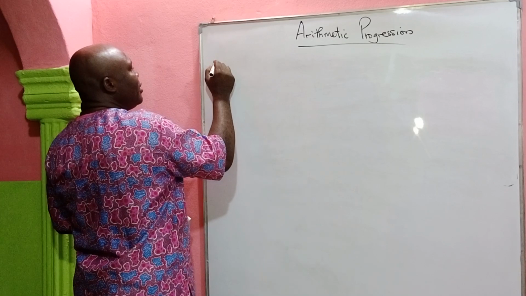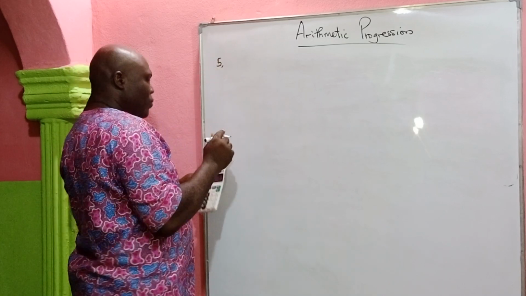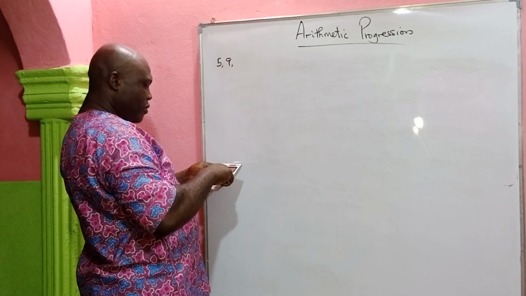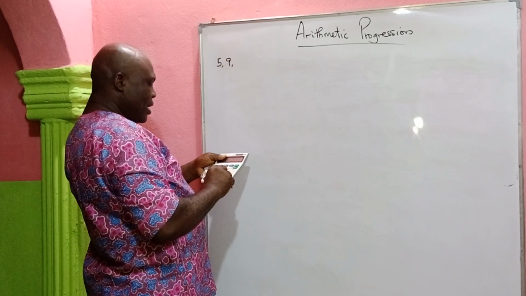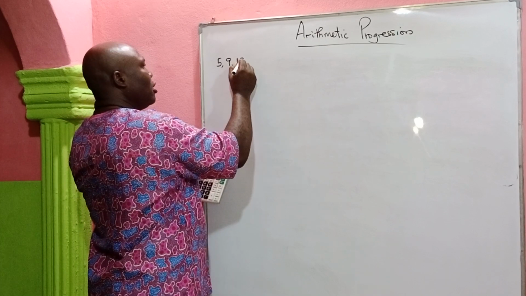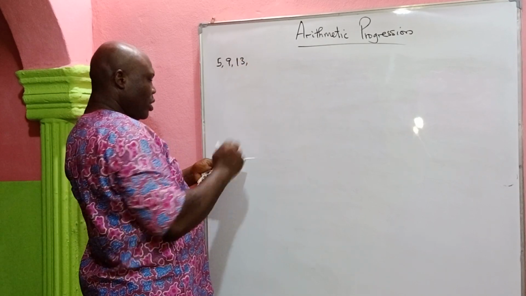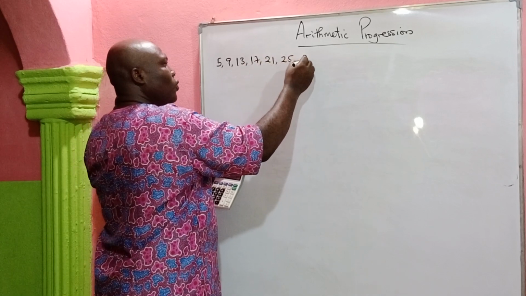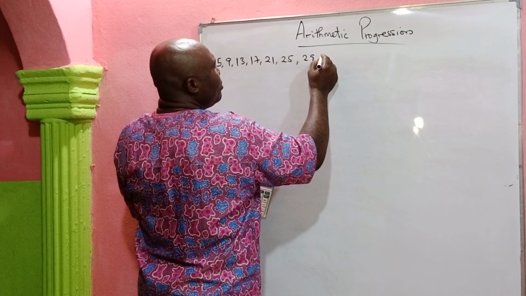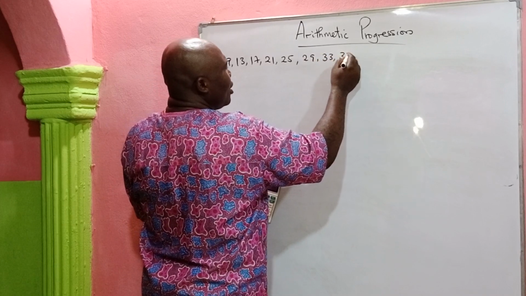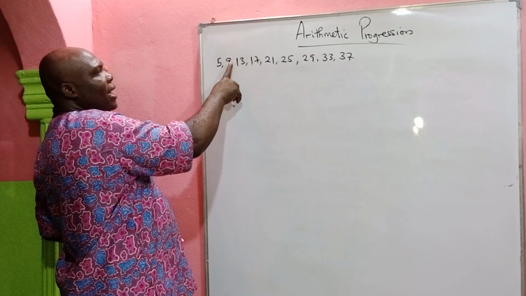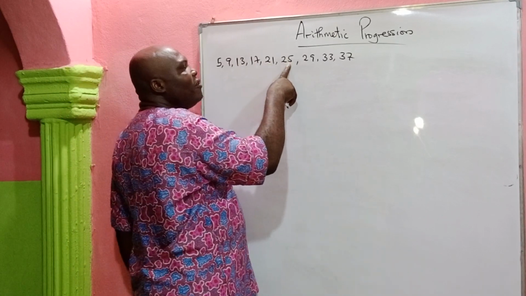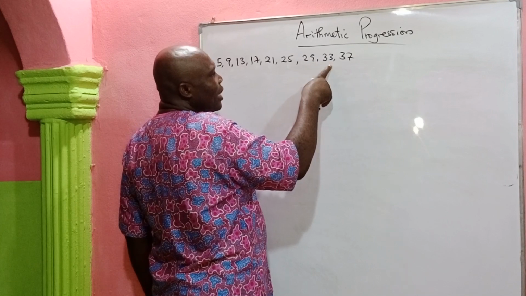Let's say we have 5 as the first term. When we add 4 to 5, we have 9. 9 plus 4, let's have 13. 13 plus 4, 17. 17 plus 4, 21, plus 4, 25, plus 4, 29, plus 4, 33, plus 4, 37.